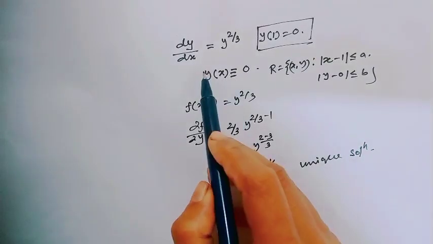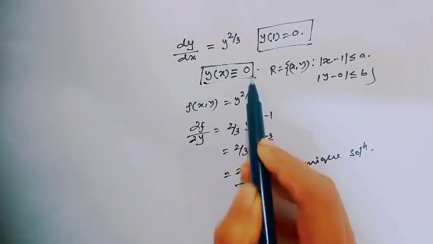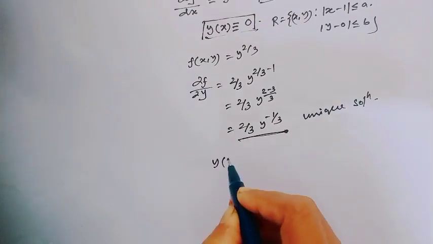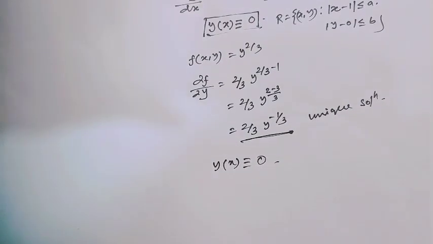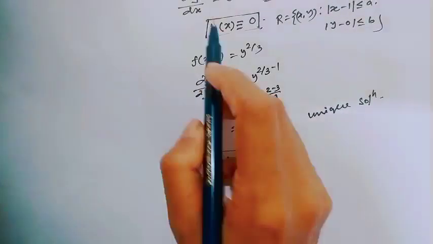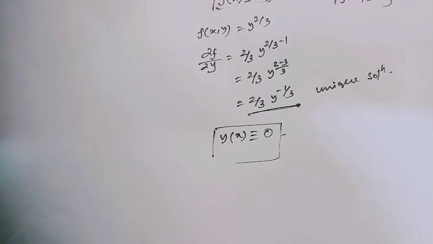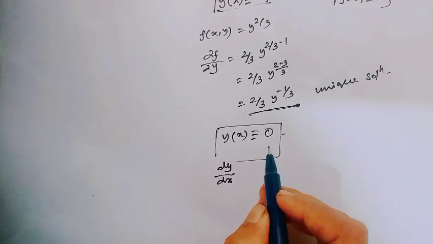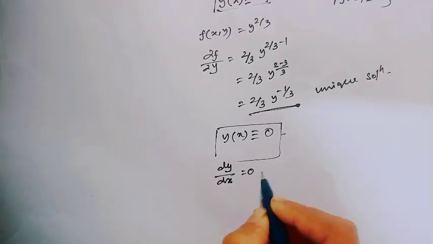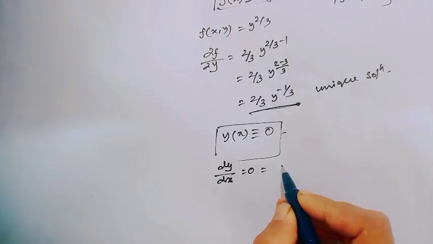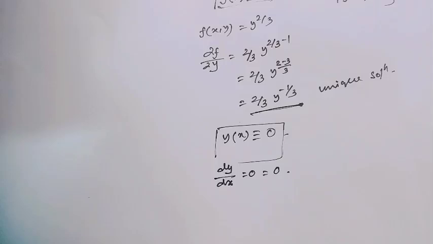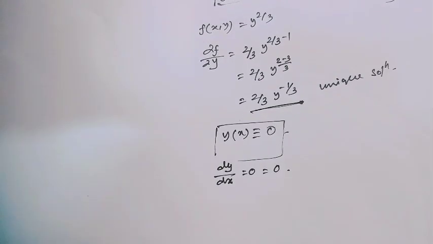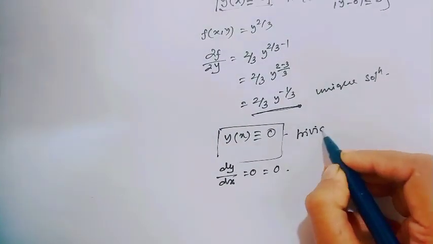Then we can take the trivial solution, and the trivial solution would be y(x) identically equal to 0, because this satisfies the equation dy/dx equal to y to the power 2/3. Here dy/dx of 0 is always 0 and 0 to the power 2/3 is also 0. So y(x) equal to 0 can be a solution of this differential equation. This is one solution, which is the trivial solution.